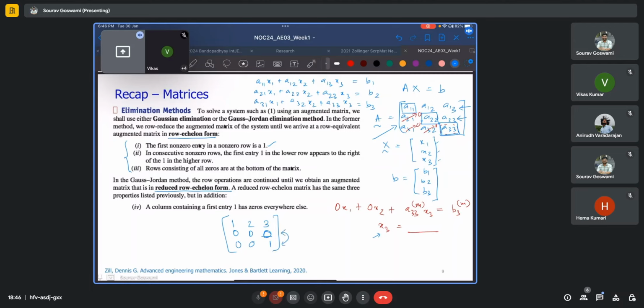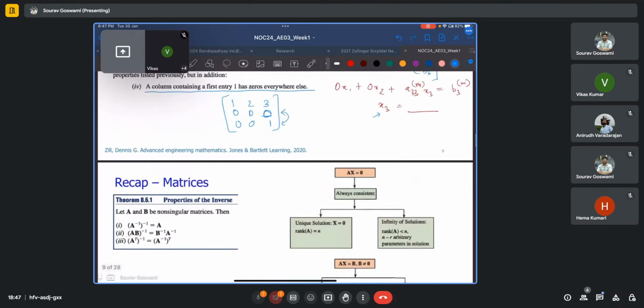Then the final form of the transformed matrix that you obtain will be called a row echelon form. Further, there is a reduced row echelon form obtained by the Gauss-Jordan method, where we obtain an augmented matrix that has all these properties and the additional property that a column containing a first entry 1 has zeros everywhere else. We'll work with an example where we utilize both the Gaussian elimination and the Gauss-Jordan elimination to solve a linear system. Then I hope this becomes clearer.